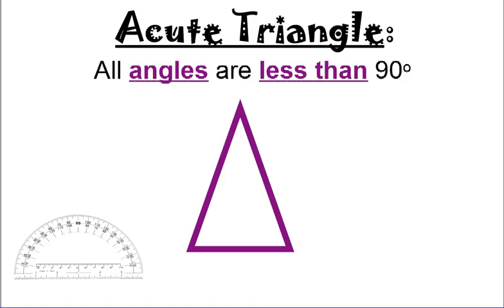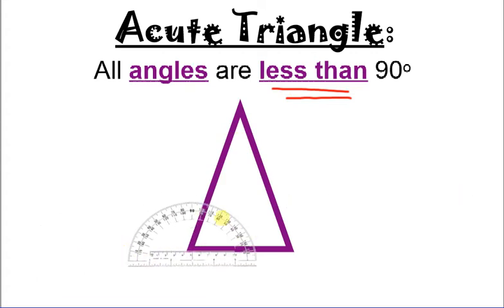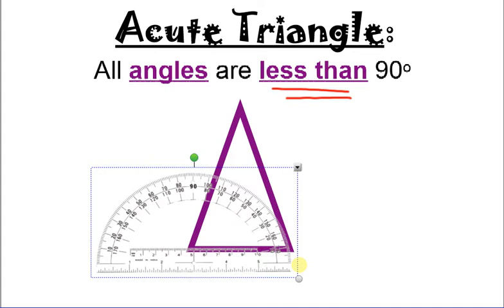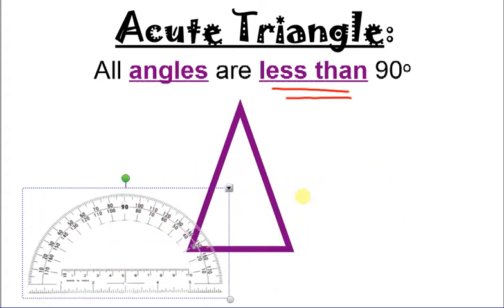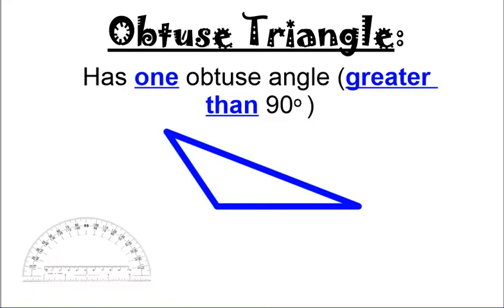Okay, so here we have an acute triangle. In an acute triangle, all of the angles are less than 90 degrees. Down here I have a little protractor, and let me make it a little bit bigger. If I'm measuring this angle right here, I see it's laying right on the protractor, and it's going to be almost 80 degrees. If I measure this angle right here, starting in the middle, again, it's going to measure less than 80 degrees. And if I flip it around and measure this angle right here, it's also going to be less than 90 degrees. The other type of triangle that we have is called obtuse.